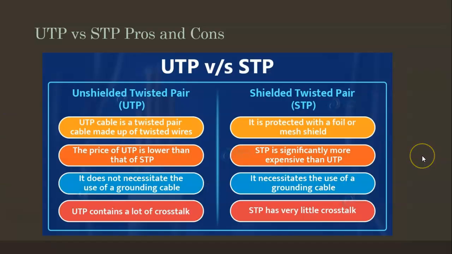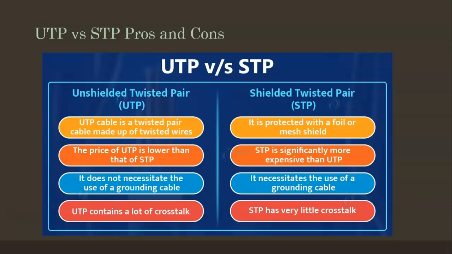So let's take a look at the pros and cons of unshielded twisted pair as compared to shielded twisted pair. For unshielded twisted pair, this cable is made up of twisted wires. It's cheaper than the shielded twisted pair. It does not need to have a grounding cable, and it does contain a lot of crosstalk.